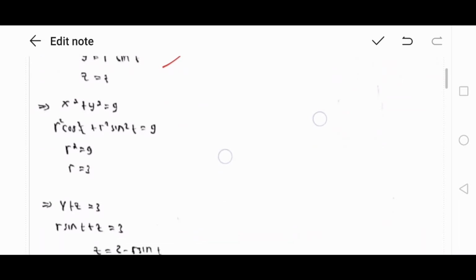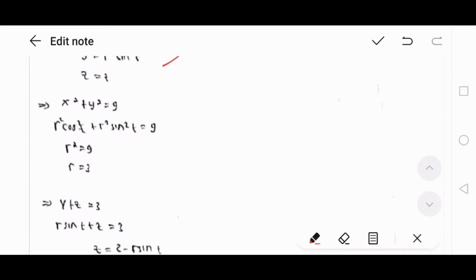So first step, we must let x equal to r cos t, y equal to r sin t. Then from the equation of the cylinder x squared plus y squared equal to 9, we get r squared cos squared t plus r squared sin squared t equal to 9. Then we get r equal to 3.